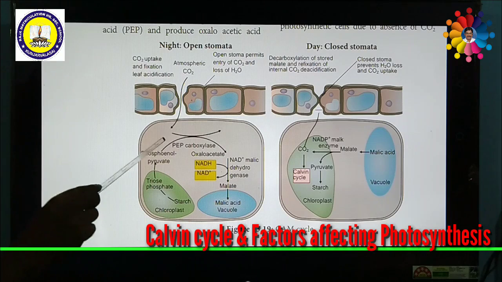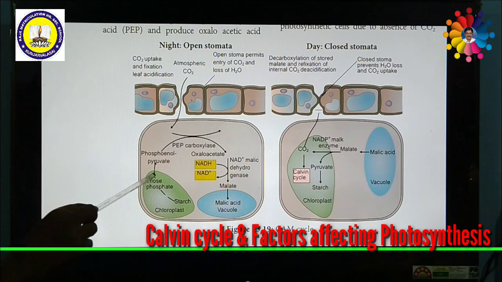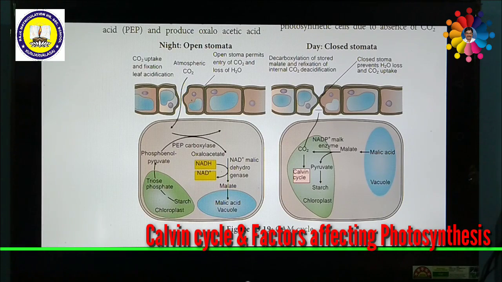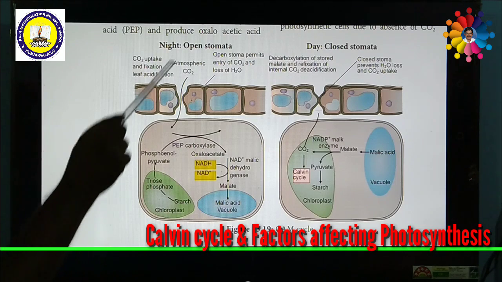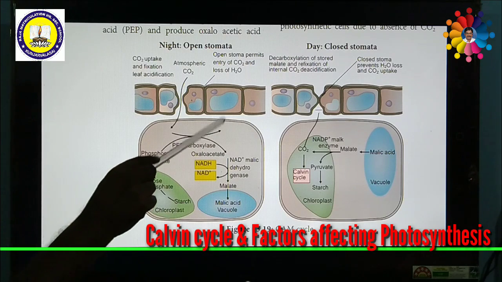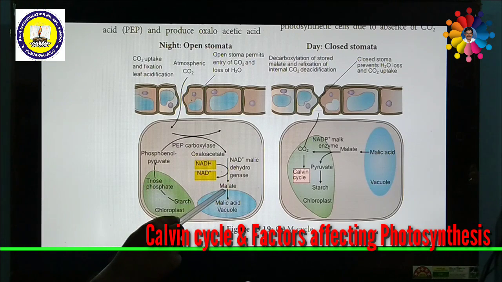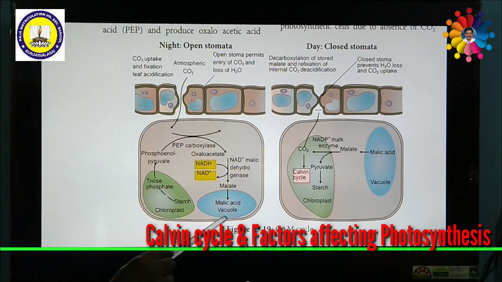Originally the PEP is formed from starch. The starch is converted into triose phosphate in the chloroplast of the CAM plant, which then produces phosphoenolpyruvate. This phosphoenolpyruvate accepts the atmospheric carbon dioxide with the help of PEP carboxylase enzyme to form the 4-carbon compound oxaloacetic acid, like the C4 pathway. Then this oxaloacetic acid is converted into malic acid by NAD plus malic dehydrogenase enzyme, producing malic acid in the vacuole.